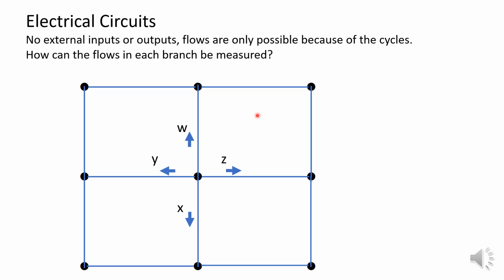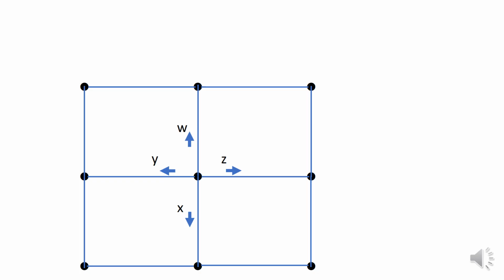But what if we can measure the flows in these branches? We put a meter along this branch. We can measure the flow here, W. We can measure the flow along this branch. Suppose we measure this to be X. And the flow along that branch, suppose we put a meter here and measure the flow to be Y. And along this branch, suppose we measure the flow to be Z. Can we find the flows in all the other branches? Can we find a unique solution for the flows in the other branches? Well, let's try it and see.